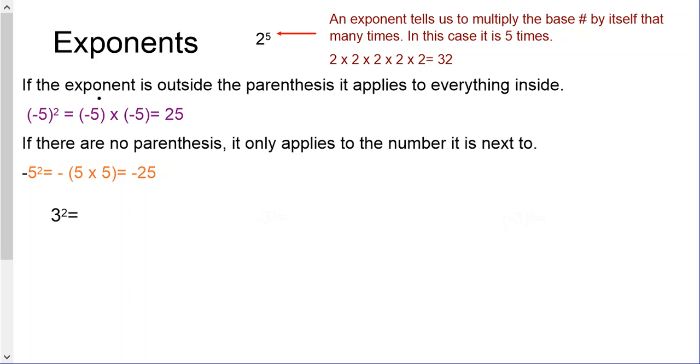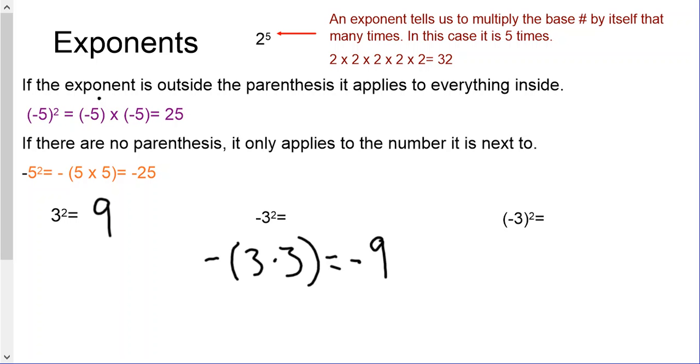Alright, so 3 squared, there's no negatives, so we know that 2 applies to the 3, so we need to multiply 3 times 3, which will give us positive 9. Alright, and then we got a negative 3 squared. So in this situation, we have a negative, and then we got 3 times 3. Okay, so we bring that negative over, and then we have 3 times 3 is 9. So our answer, negative 3 squared, is equal to negative 9.